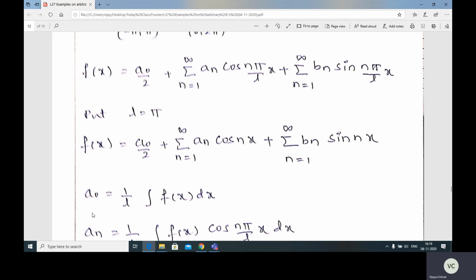So if the interval is 0 to 2l or minus l to l, a naught by 2 is 1 by l integration of f of x dx.